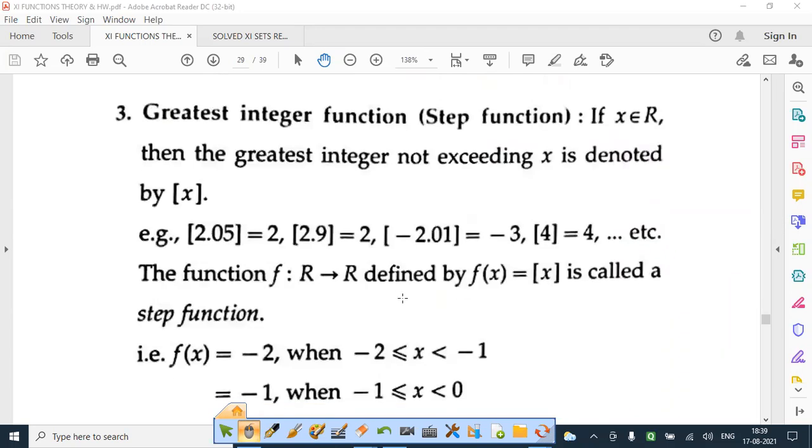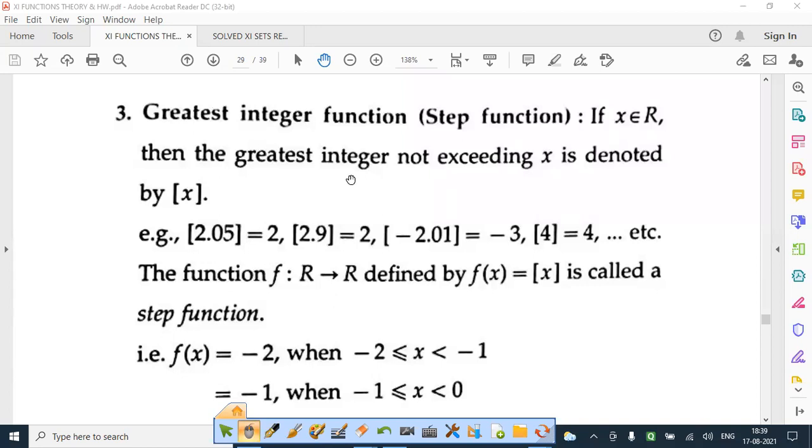Now, this is very interesting. Greatest integer function, which is also called a step function. Why step function? Because the graph looks like steps. That is why. If x is a real number, then the greatest integer not greater than x is denoted by step x. Just listen to me. If you do not understand, I'll explain this once again.